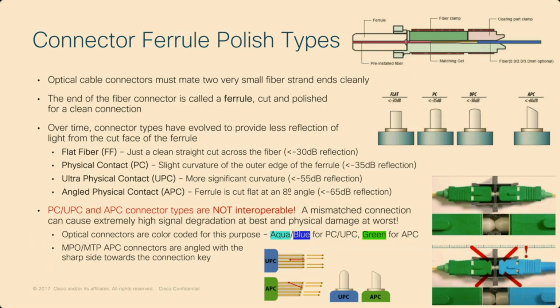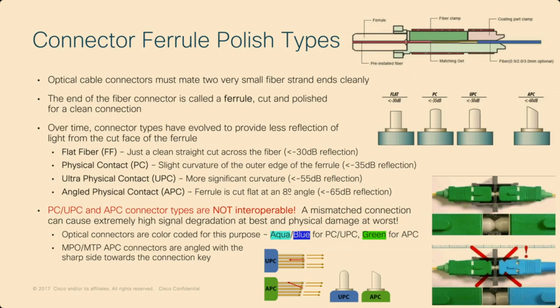But if you see a green connector, then that is an APC, so it's going to have that angled connection, and you have to be very careful about how things are plugged in. You can see on the bottom right there, there's a diagram showing a close-up of what happens when you have an APC to APC mated correctly in a patch panel. And then what happens if you took a UPC and mated that with an APC connection.